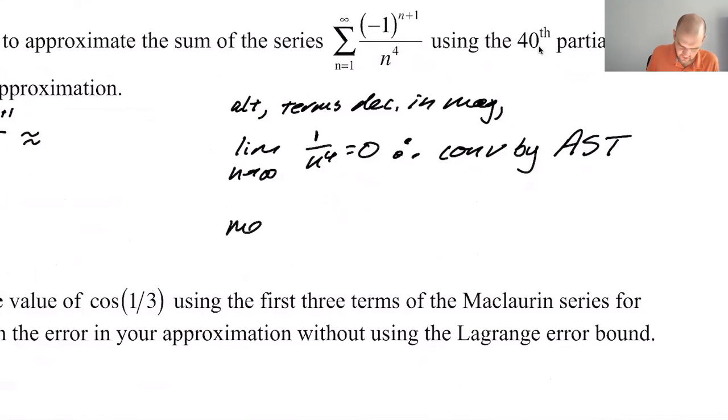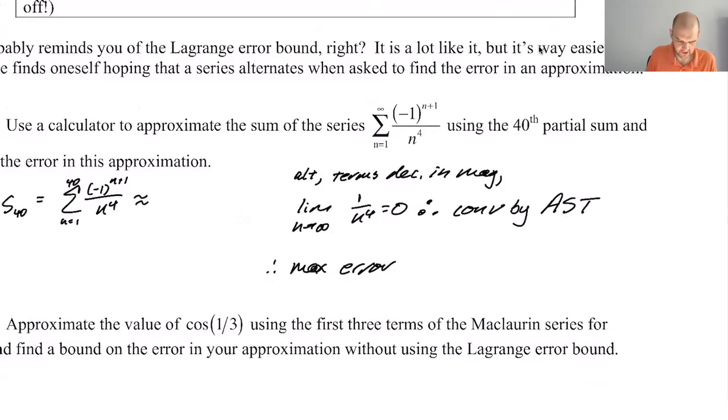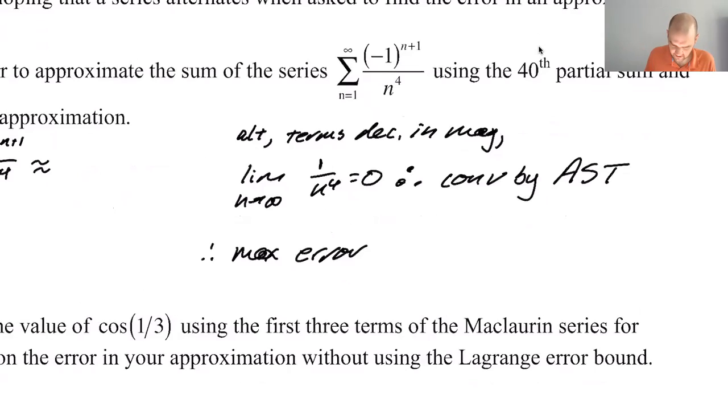The maximum error is going to be the first term left off. So if the last term we get is by plugging in 40, the first term left off is when we plug in 41. The maximum error is less than 1 over 41 to the 4th, because we used up to 40. I can use a calculator to get these values. They're probably vanishingly small.